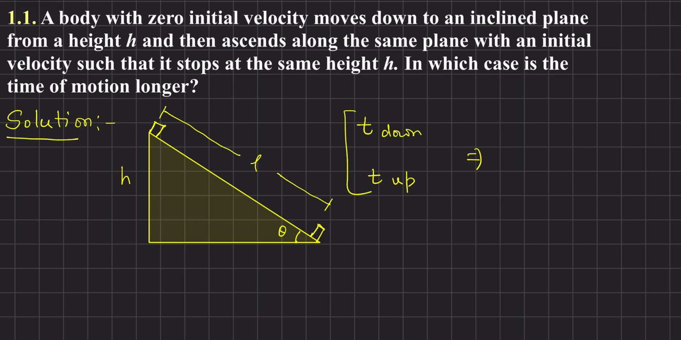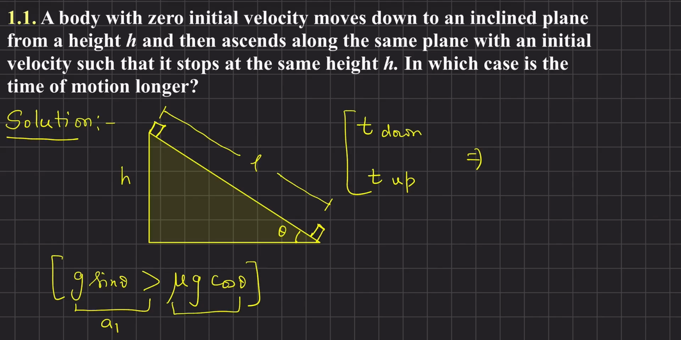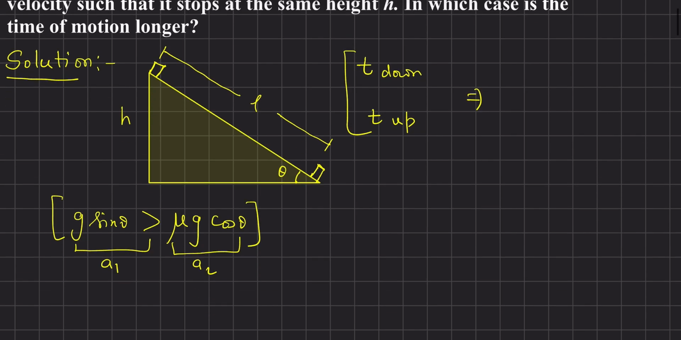and if this friction is there, we can say that the body is sliding down, it will go down like this. Because the body slides down automatically by itself, with no force applied, it means that g sine theta is greater than mu g cos theta. Let's call this a1 and this a2.